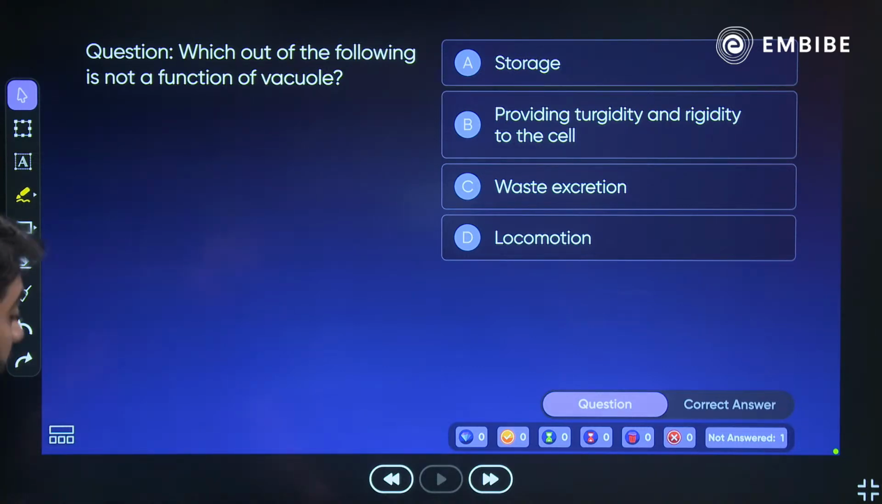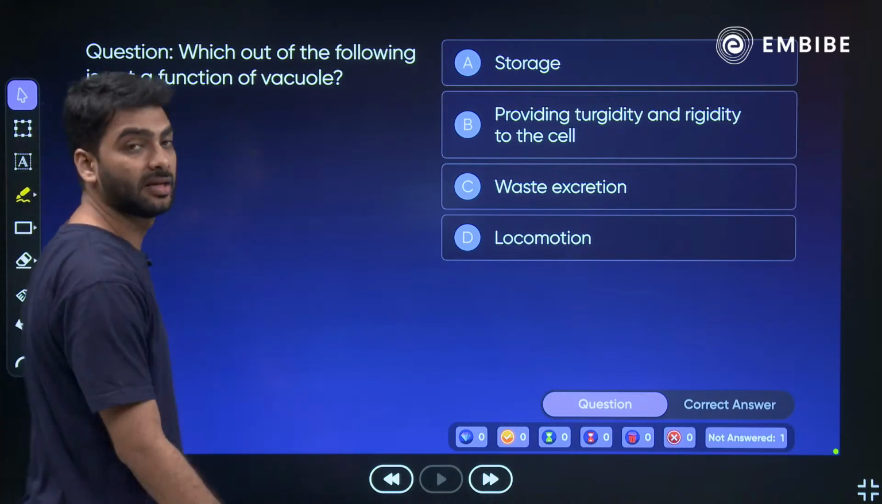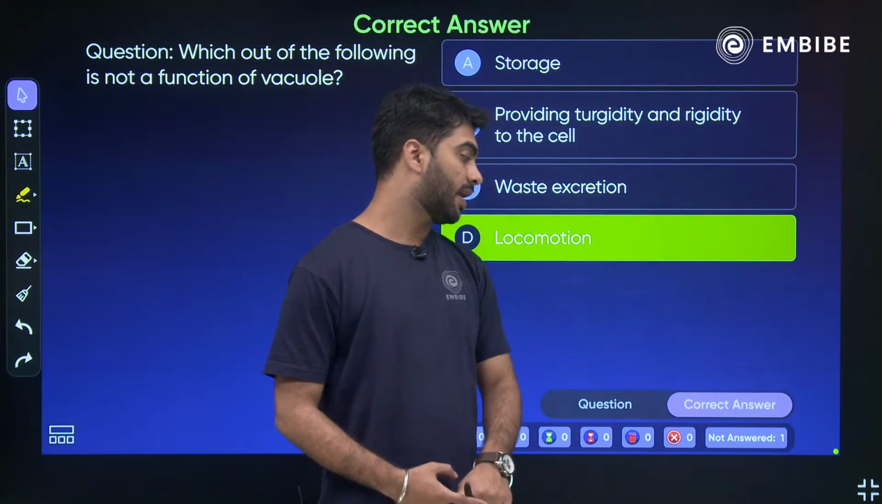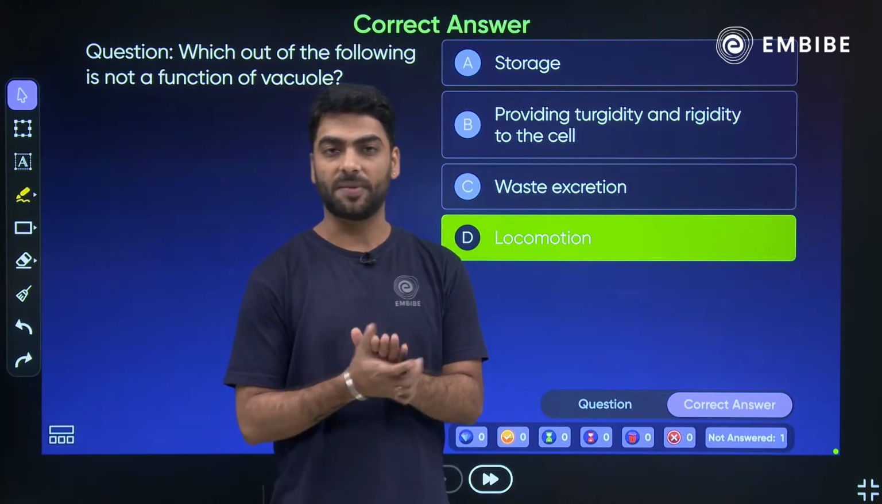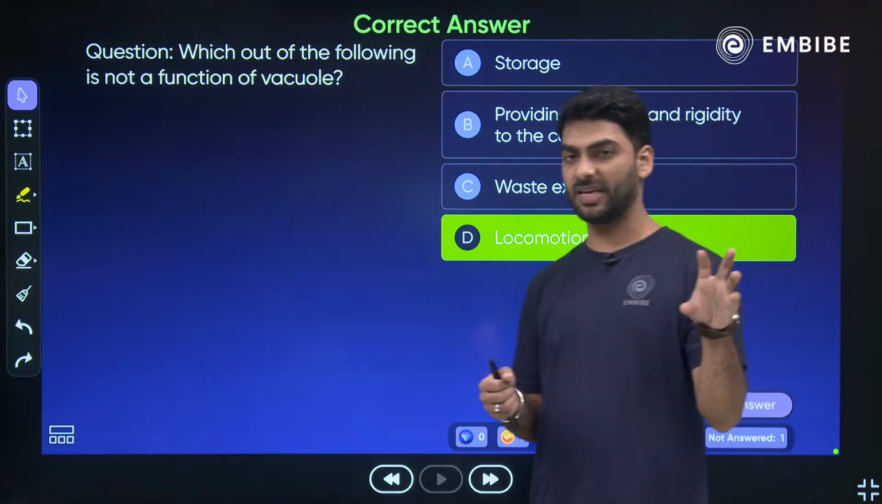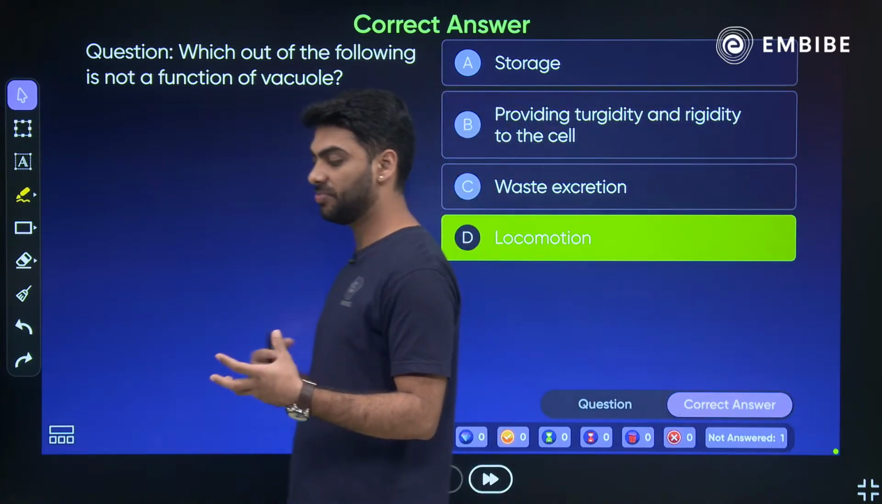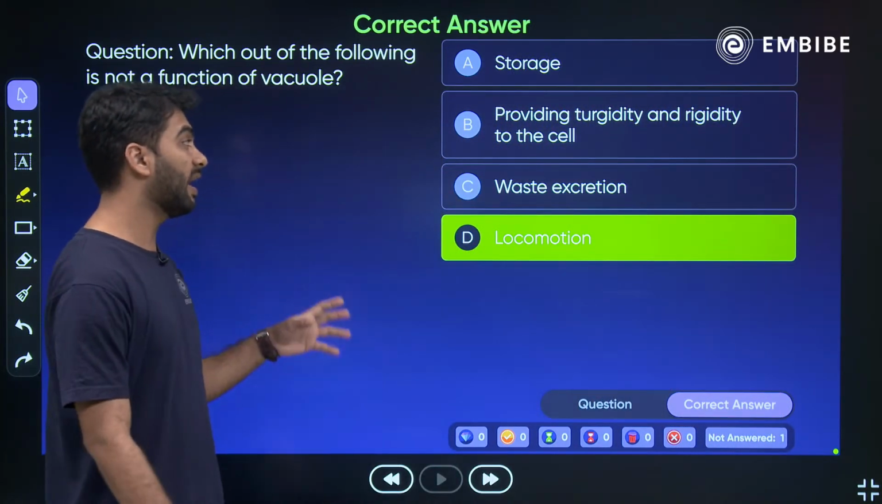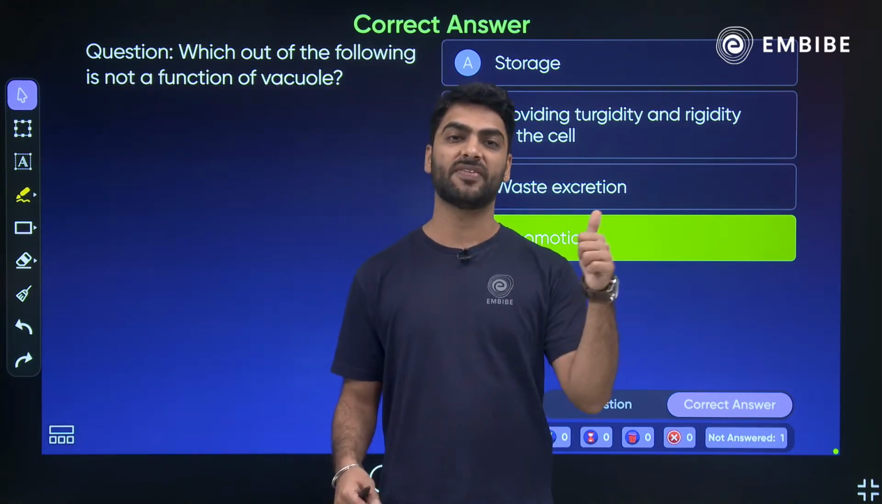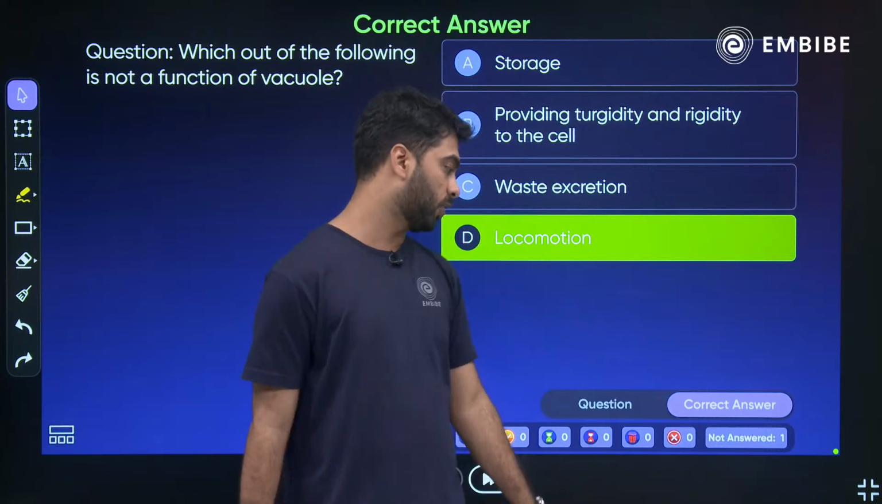Chalo. The answer to the question is, Hashir says D, locomotion. Absolutely right. You are absolutely correct. It is locomotion. Vacuole will store food, water, waste. They will give rigidity, they will give shape, they will give turgidity, but they have nothing to do with locomotion. For locomotion in a cell, we have cilia, flagella or pseudopodia.